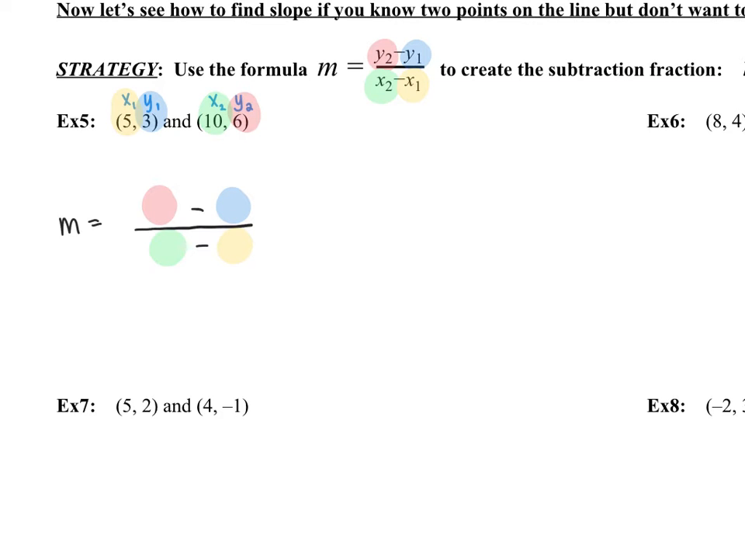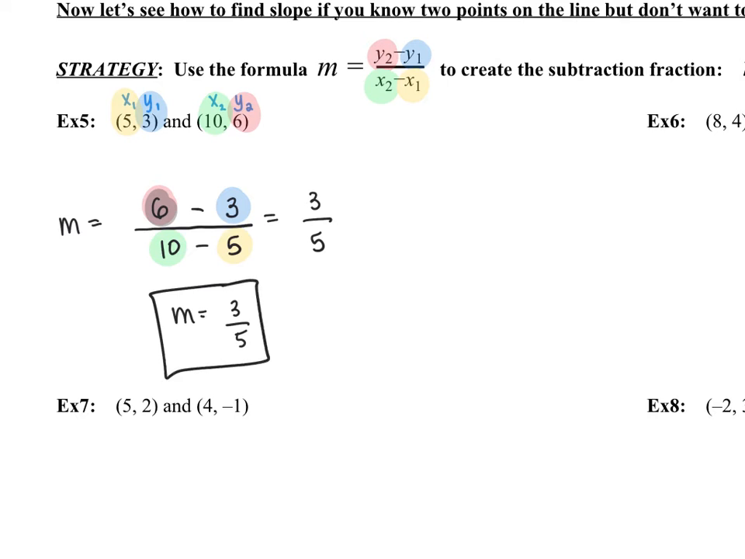So I'm going to enter in y2, which is 6, minus y1, which is 3, x2, which is 10, minus x1, which is 5. So y2, y1, x2, x1. And now I'm just going to crunch the numbers. So 6 minus 3 is 3, 10 minus 5 is 5, which means that my slope is 3/5. That means that this line would have a rise of 3 and a run of 5.